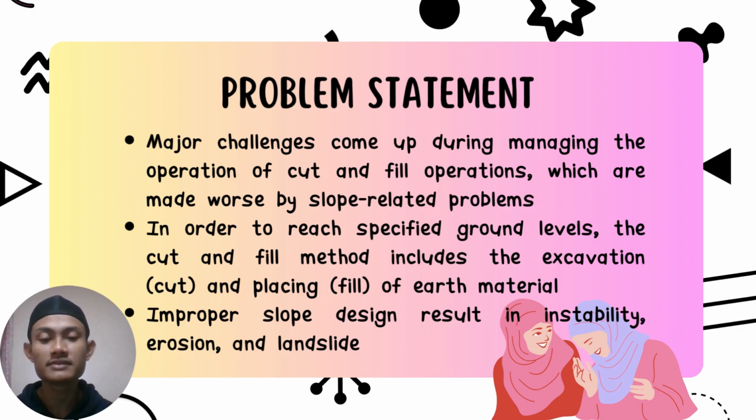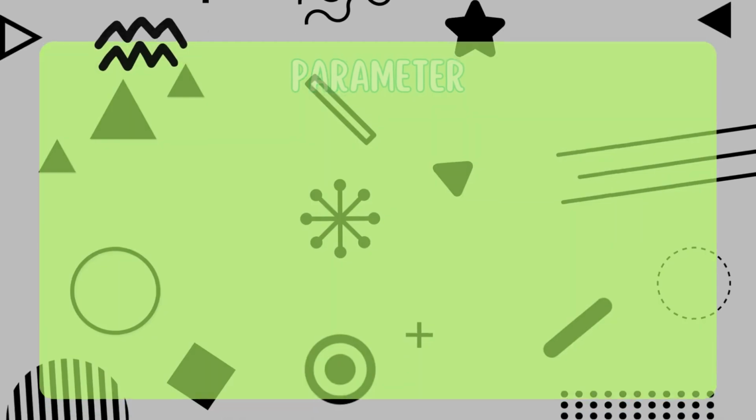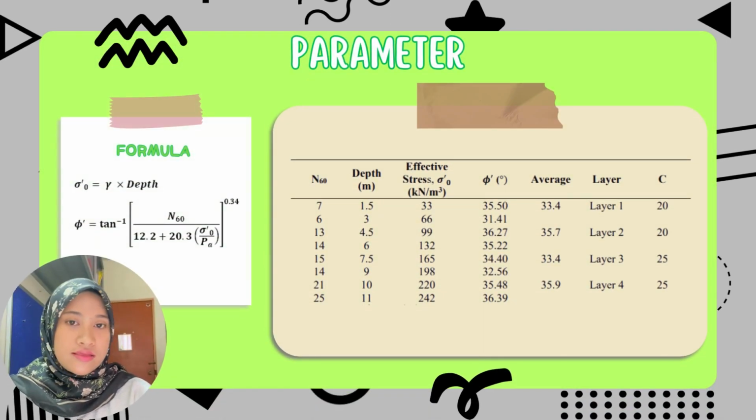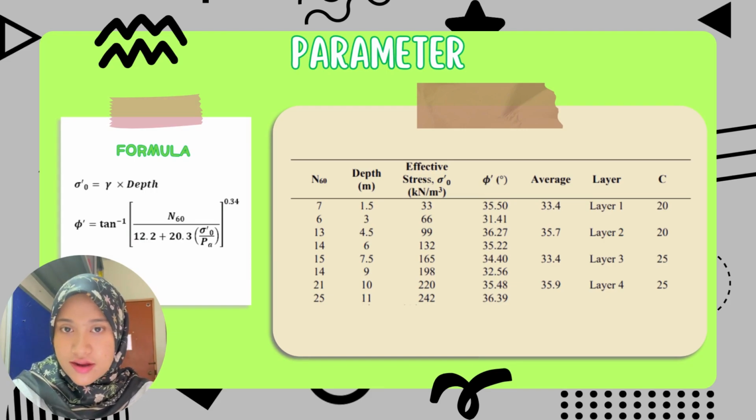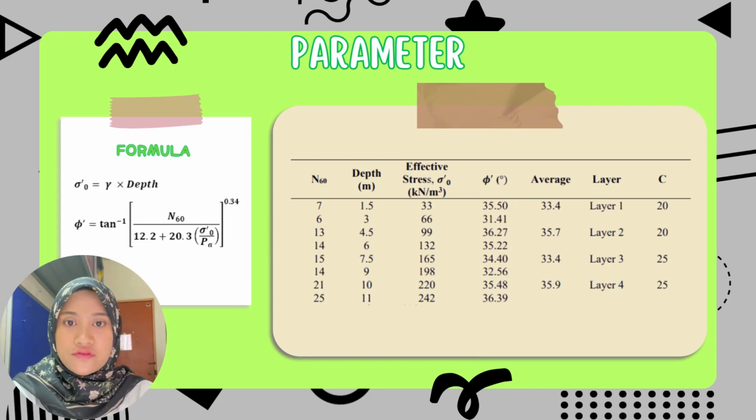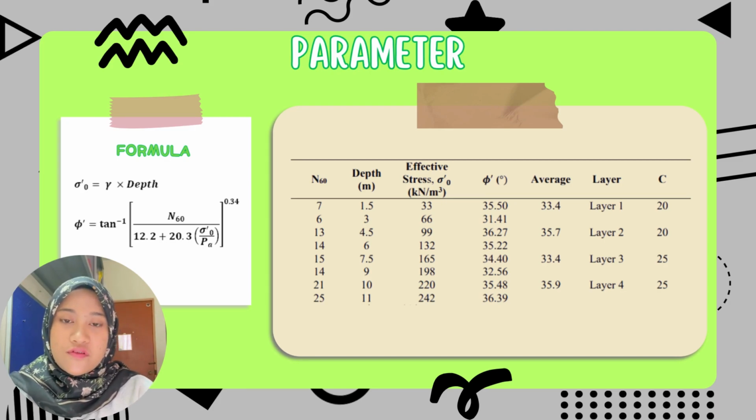It is important that these slope-related problems are resolved in order to protect the project's structural integrity and reduce its negative impact on the environment. Before we do the manual calculations, there are two parameters that we need to find. First, effective stress. Second, angle of friction. So, from this table, we will obtain 4 layers of soils.